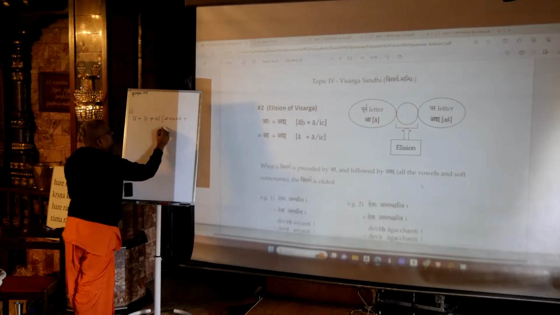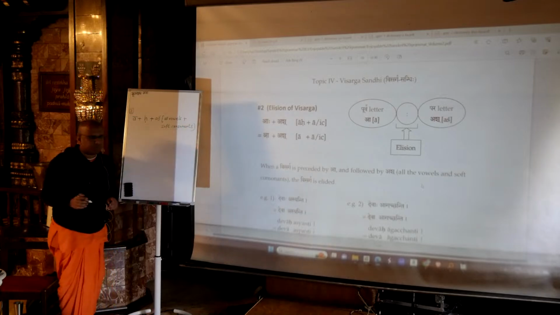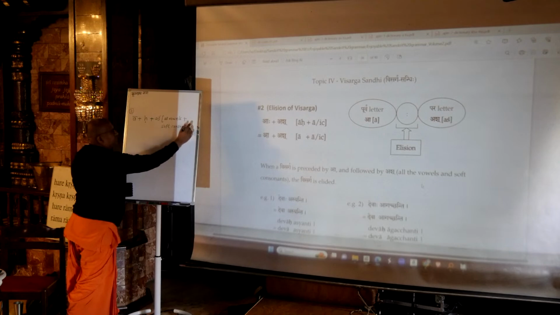It is handling everything here. Only the hard consonants will remain. That I told you anyway. Hard consonant is last thing. You know. We will just see one rule of hard consonant.